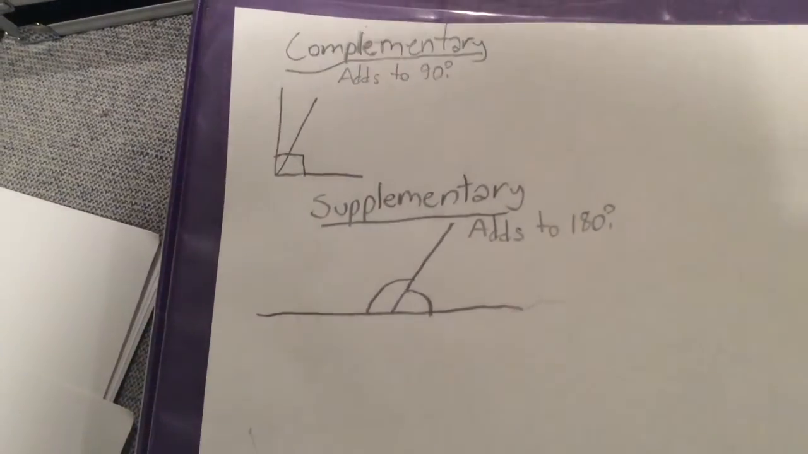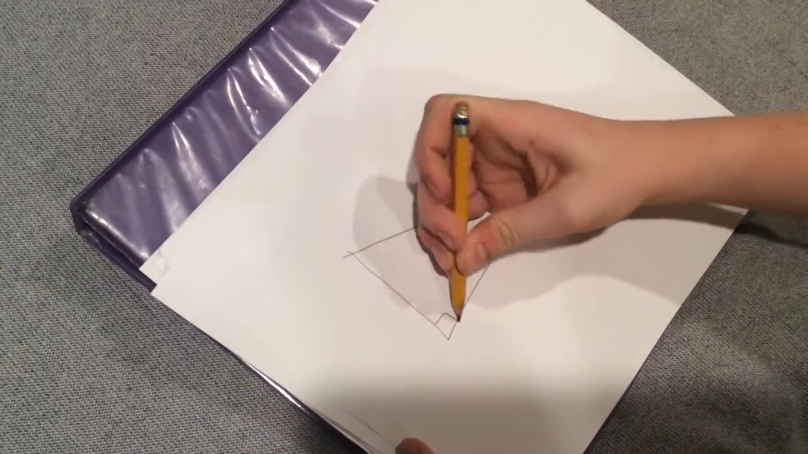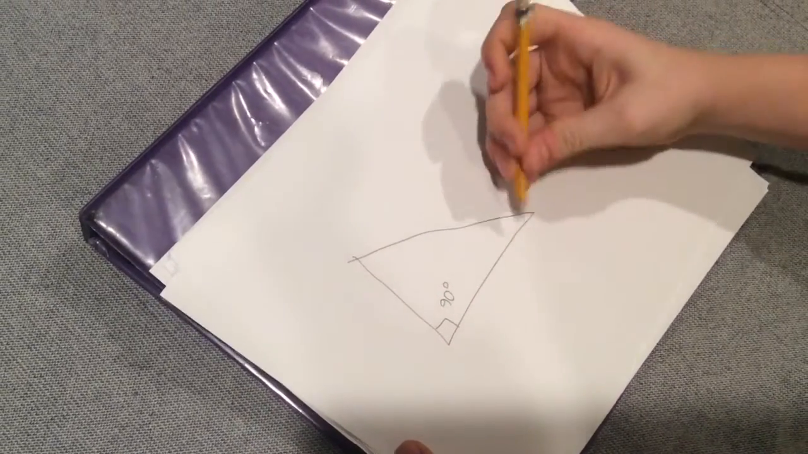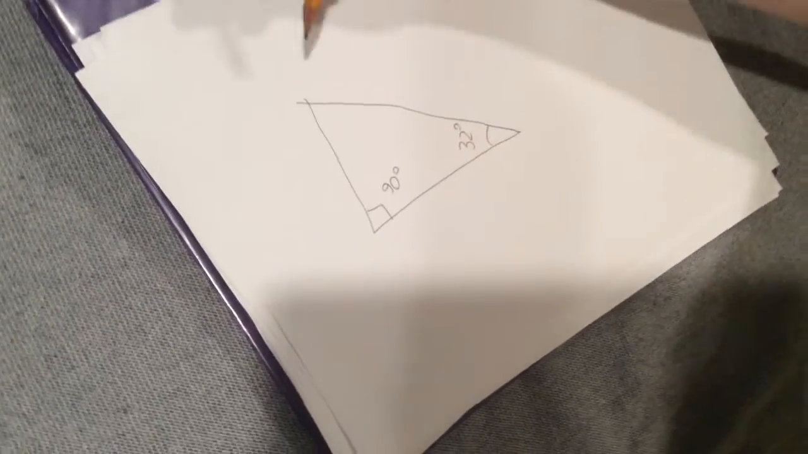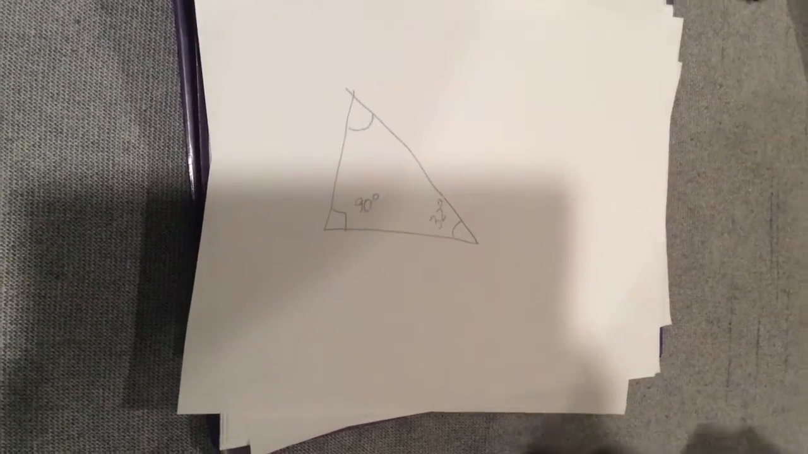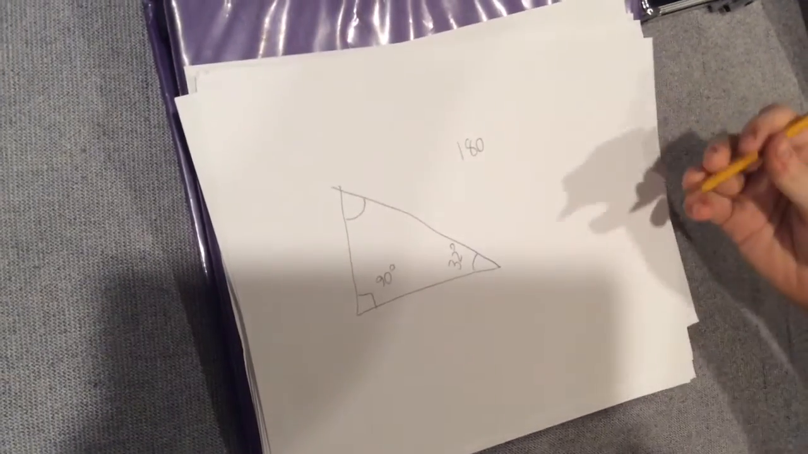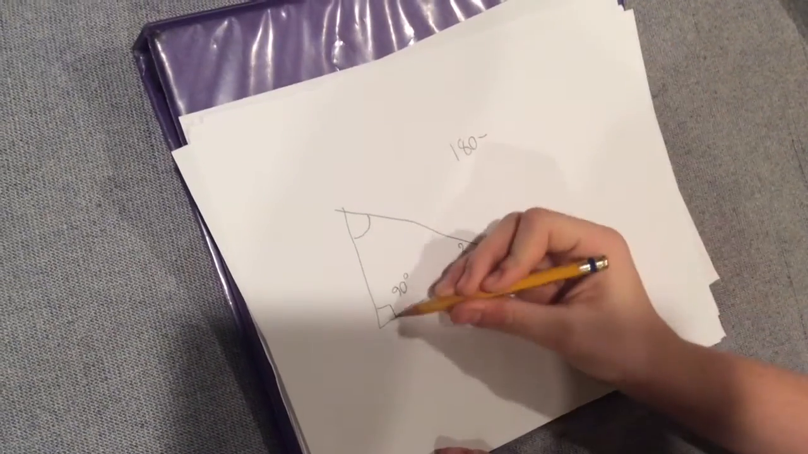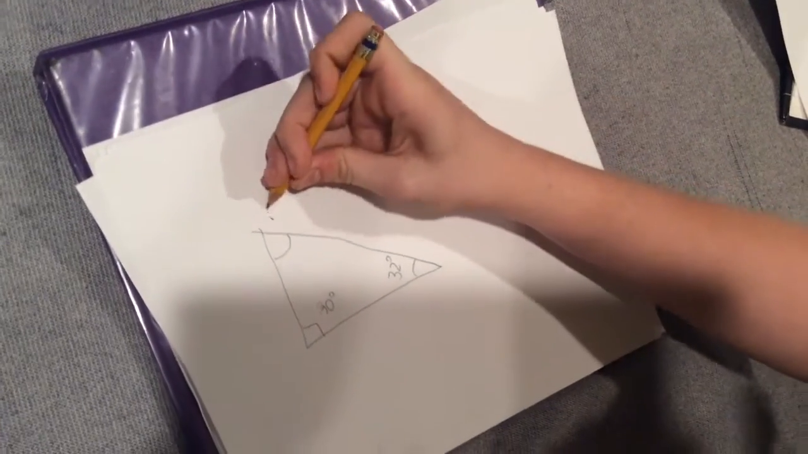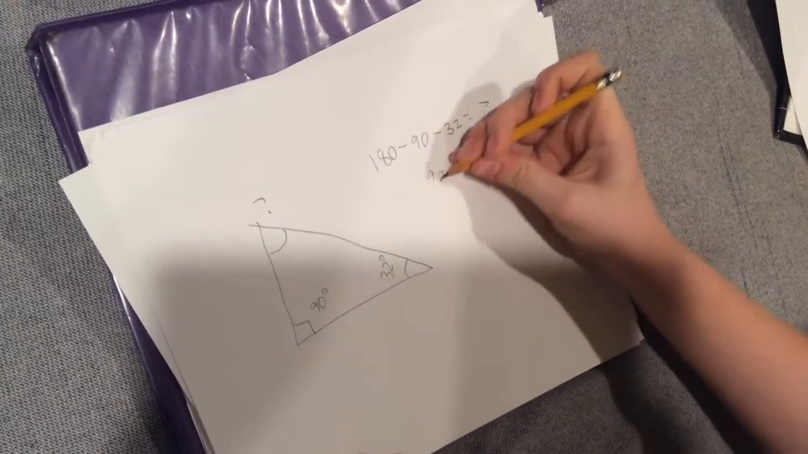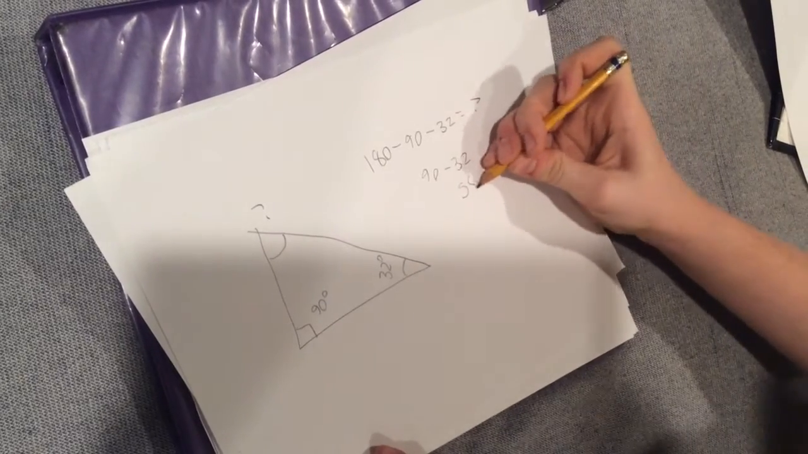Supplementary angles add up to 180 degrees. This means that in a right triangle, you already know the angle of one of these, which is 90 degrees. So if you know the angle of another one of these, which we'll say is 32 degrees, then you can easily find the measurement of this one using the supplementary idea. So 180 is supplementary because all triangles' angles add up to 180, minus this 90 degrees, minus 32 degrees equals this one. So this is 90 minus 32, which would have to be 58.